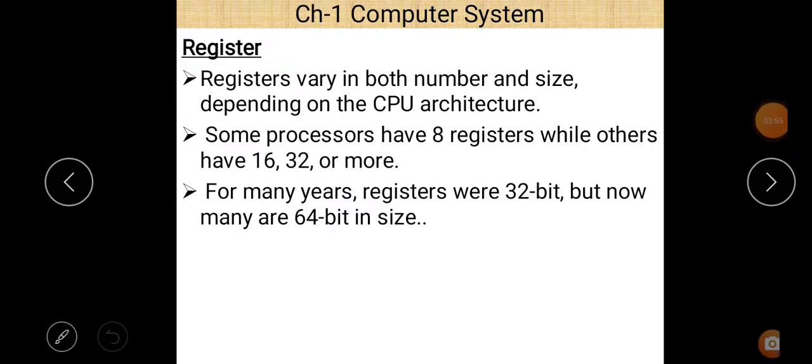Registers vary in both number and size depending on the CPU architecture. Some processors have 8 registers while others have 16 or 32 registers. For many years registers were 32 bit, but now many are 64 bit in size. Register size varies from 8 bit to 64 bit. The most common size is 32 bit, but nowadays 64 bit is very common. So registers vary in both number and size, and it depends on the CPU architecture.